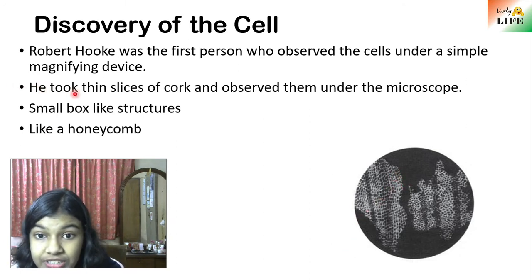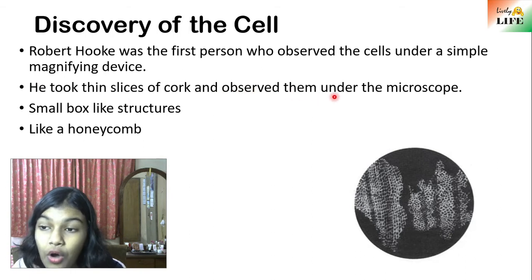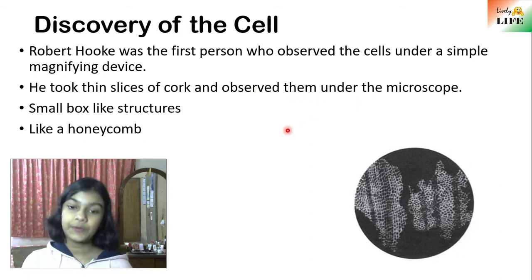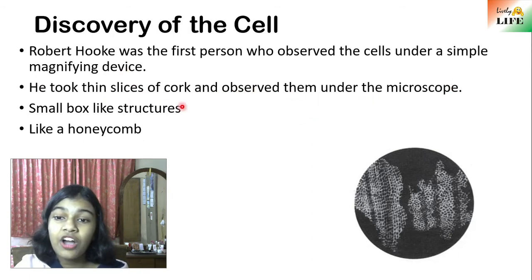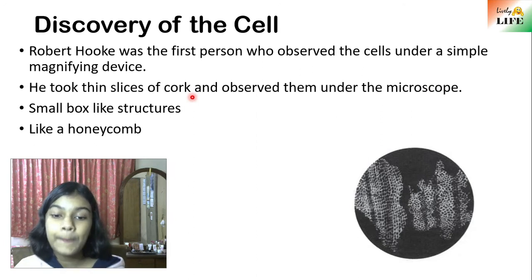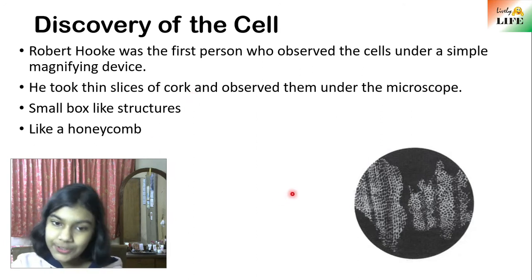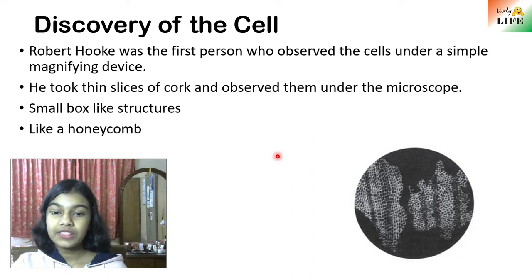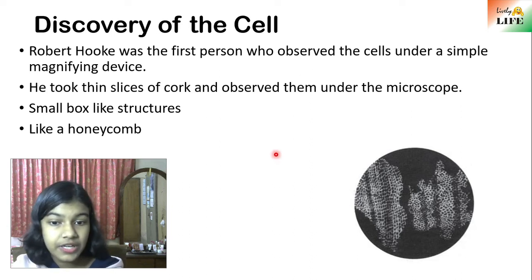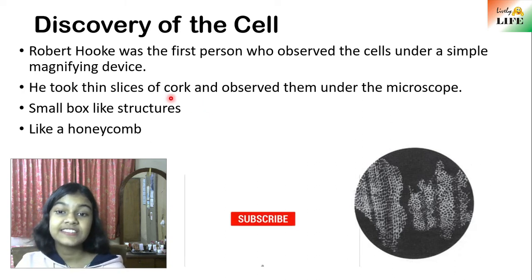He took thin slices of cork and observed them under the microscope. So what is the meaning of cork? Cork is the bark of a tree. We all have seen a tree, right? The stem of the tree is covered by bark, right? It is quite irregular in shape. So that is the cork.